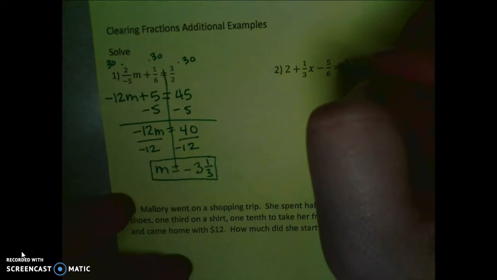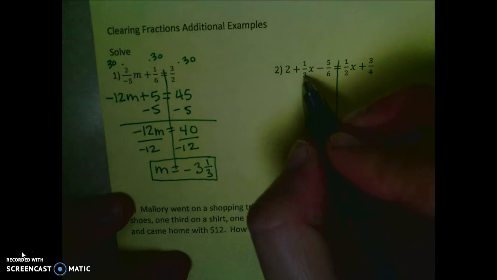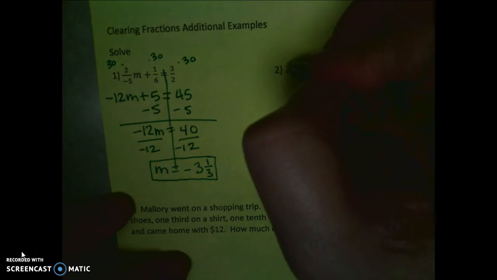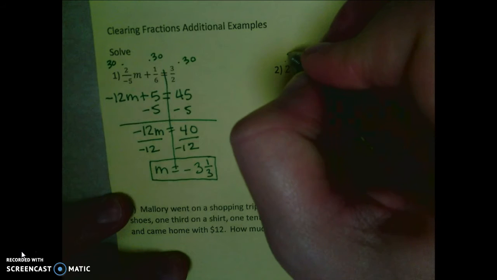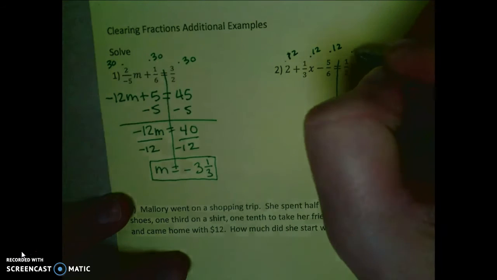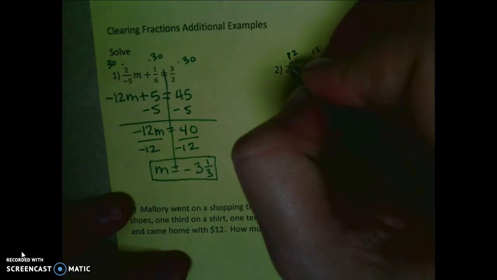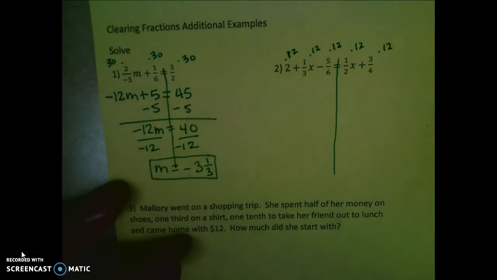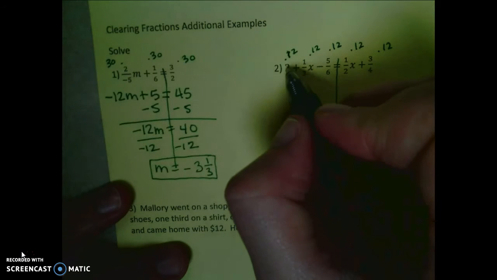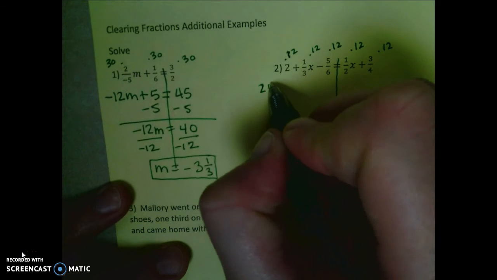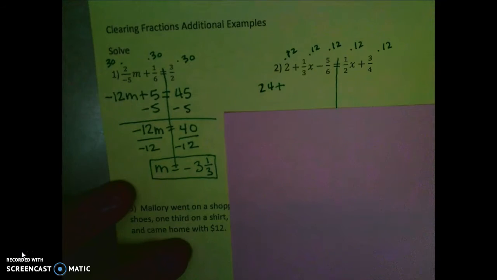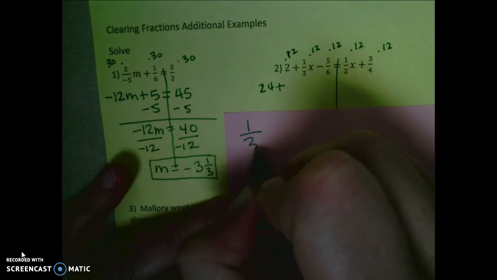All right, number 2, a common denominator for 3, 6, 2, and 4 is 12. That's the smallest. So I'm going to multiply each of these terms by 12. Okay, you can write it separately or you can distribute with parentheses. Okay, so the first term, 2 times 12 is 24 plus. Now I need to figure out 1/3 of 12. So again, write it off to the side if you need to.